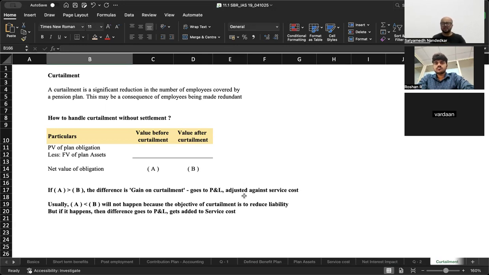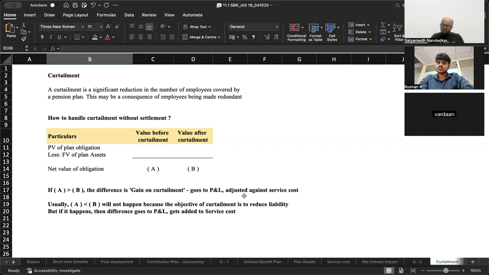Like, TCS and all of these companies right now are laying off their employees, right? So, for example, they had created a provision or a plan obligation for, say, 50,000 employees, and now 10,000 employees have been fired. If 10,000 employees have been fired, then naturally the value of obligation in the future will go down. Whatever was there till last year will remain, that will not change. But in the future, you will not have to contribute anything to a pension fund for these employees. So there will be a reduction in the amount of obligation. Such reduction in the amount of obligation is called curtailment.